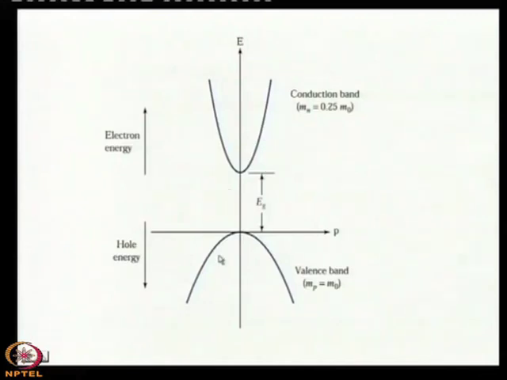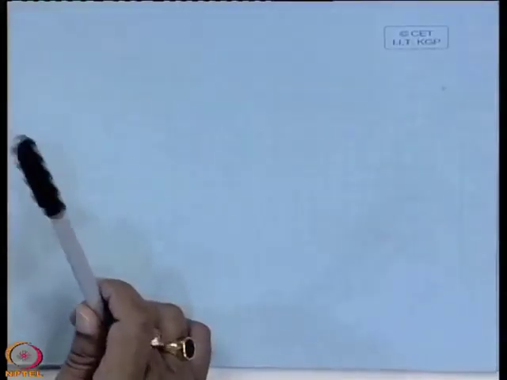But how does this band form? The band is formed because of the interaction and overlapping of a large number of electronic levels in a material. Suppose let us talk about silicon. How many electrons are there in silicon? 14 electrons are there, right?